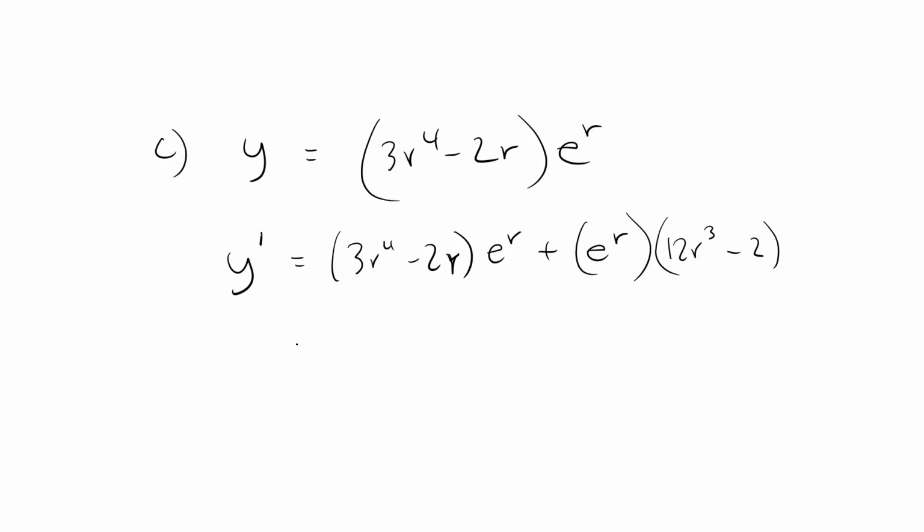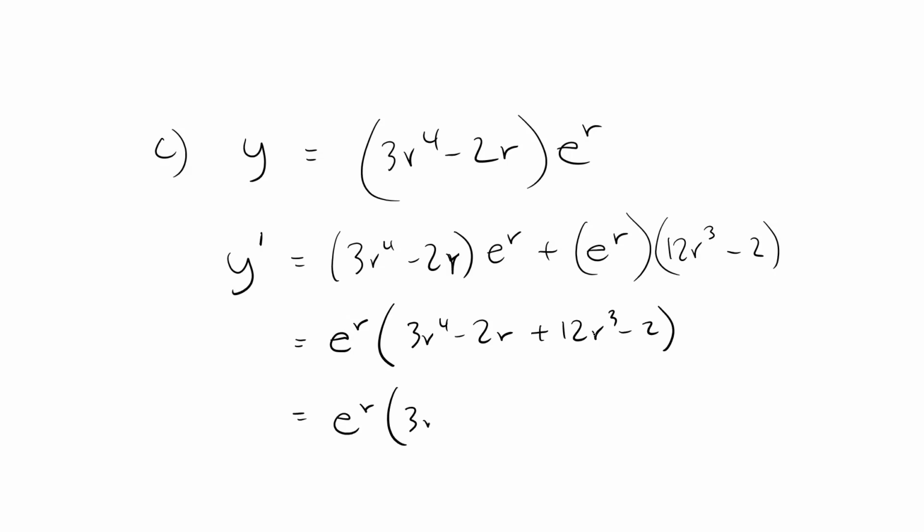Now the question is, do we simplify that? Yeah, we can simplify that out. You notice that both of them have e to the r. We can actually pull out an e to the r. And what's left over is 3r to the fourth minus 2r plus 12r cubed minus 2. Really, that's all that's there. So put it in nice order, an order of exponents. There were no common terms here. And we'll probably just leave it just like that. That's fine.